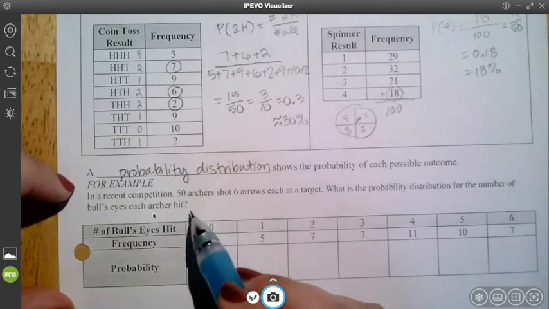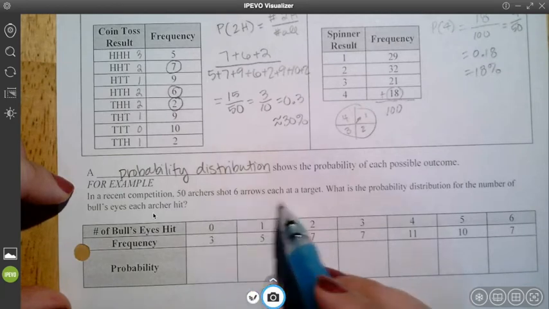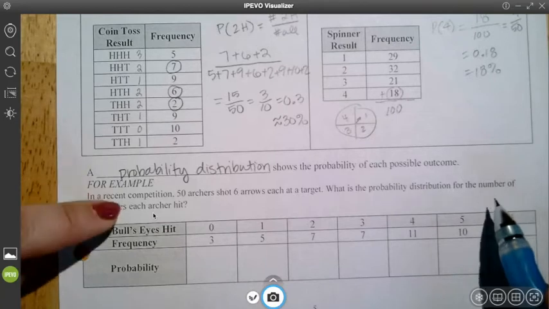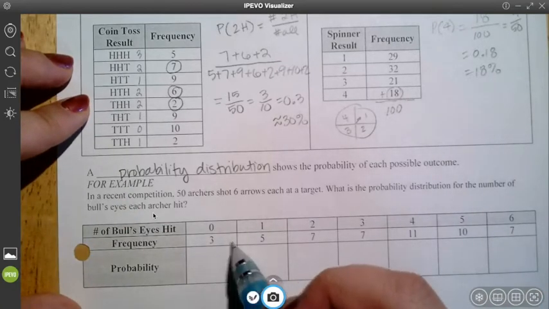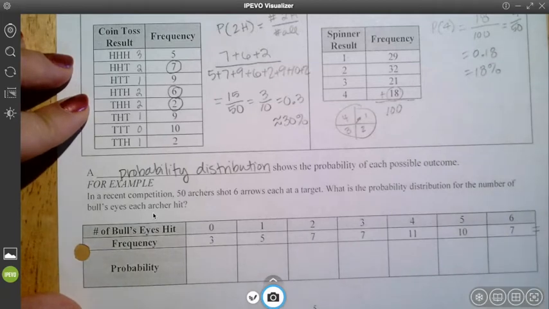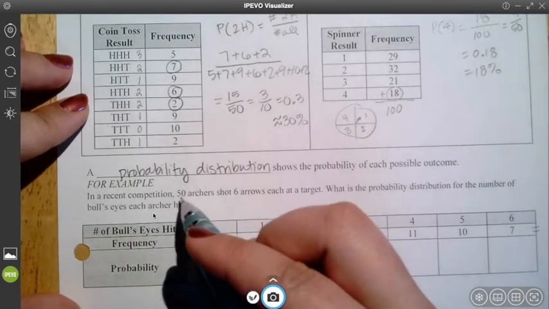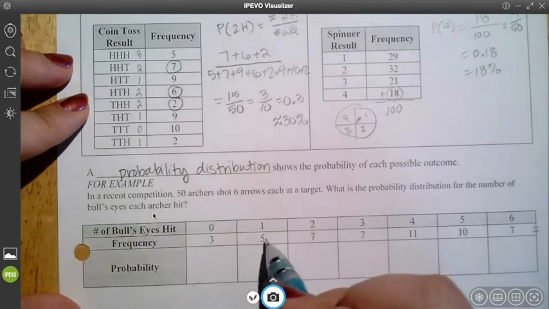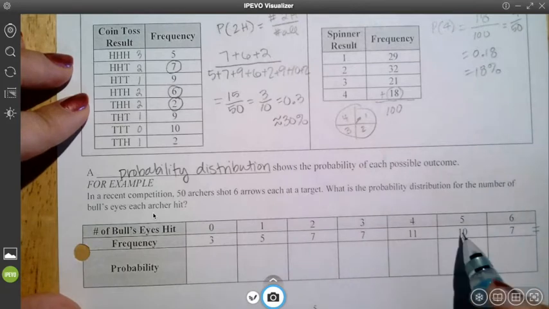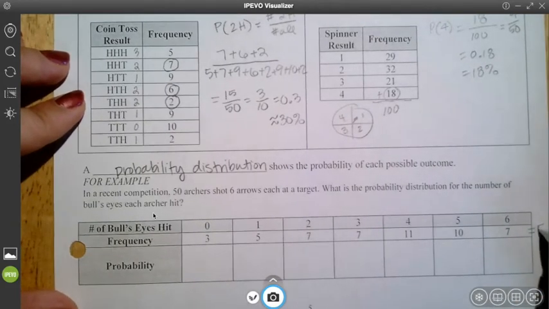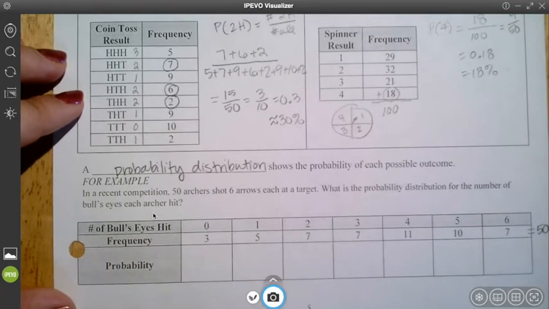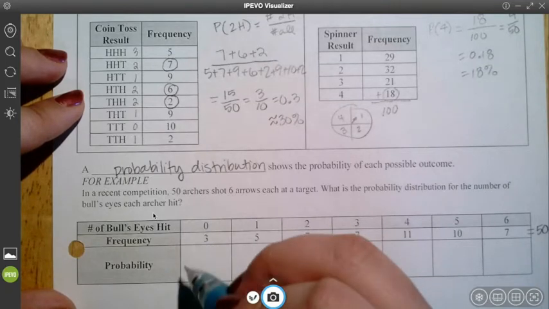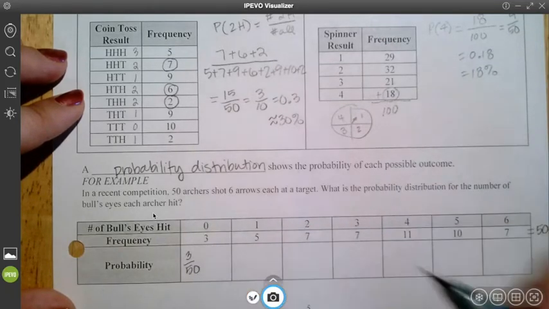There were 50 archers. Each archer shot 6 arrows at a target. What is the probability distribution for the number of bullseyes each archer hit? So for frequency, we should add all of these up to get our total. And because of the way that the problem is worded, we should know that there should be 50 archers. So 3 plus 5 plus 7 plus 7, 11, 10, and 7. I double checked. Yes, it does add up to 50. The probability now is going to be how many of them hit 0 bullseyes overall. So that's 3 over 50, which does not simplify.